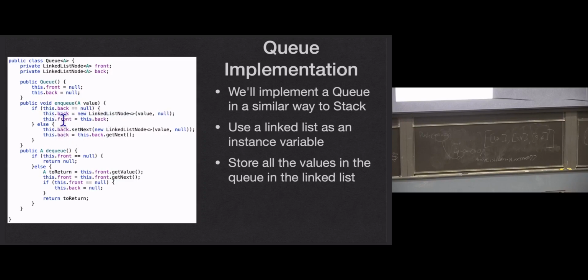Otherwise, we don't care about the front. We just want to enqueue in the back. So back's next we're going to set equal to a new linked list node that we're creating. So we're adding this to the back and appending it to the list. And then updating back to be a reference to that new node that we just created.